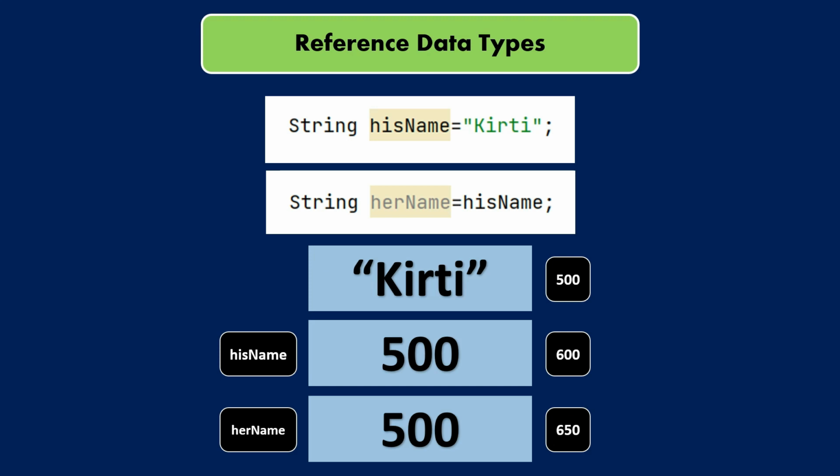So we can conclude that reference data types, what do they do? They refer to a particular object. They refer to a particular thing. And in case of primitive data types, you are pointing to a particular object. You are not referring to it. Okay, you are pointing to two different objects.